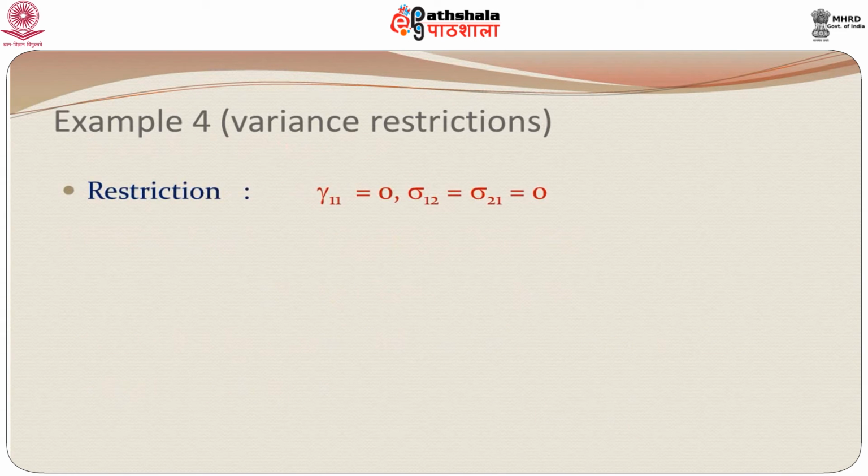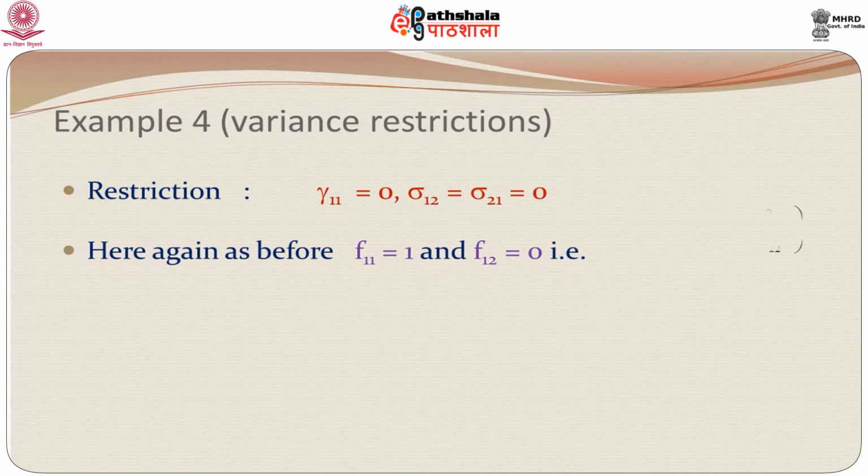Finally, we will look at another type of restrictions, which is the variance restriction. So, as before, we have gamma 11 equal to 0, and in this case we have sigma 12 equal to sigma 21 equal to 0. That is, the covariance between U1 and U2 is 0. And let us see how this works. Let us simplify this first, because this would be a little tedious to look at otherwise. So, if you look at gamma 11 equal to 0, it as before translates to the fact that f11 is equal to 1 and f12 is equal to 0. That is, F is of the form 1 0 f21 f22.